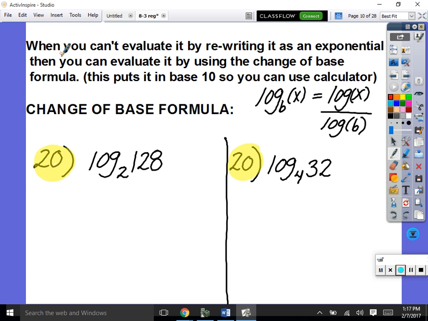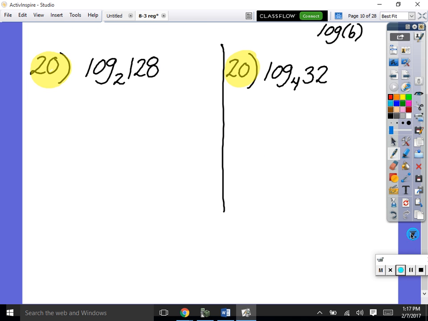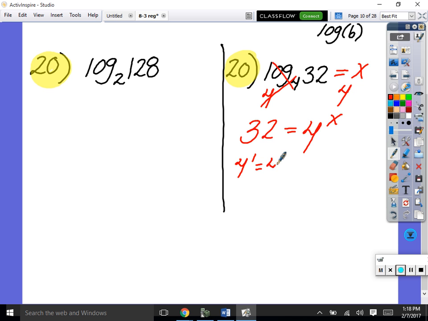So when you can't evaluate it by rewriting it as an exponential, for example, look at number 20. Let's start this one how we've just been doing all of our others. So go to 20 and we're going to look at this one. Log to the base 4 of 32. Let's try to evaluate that the same way. Didn't we set it equal to x? Base 4 both sides, everybody. So we have 32 equals 4 raised to what power? So let's test it out. 4 to the first power is 4. 4 to the second power is 16. What's 4 to the third power? 64. Yikes.